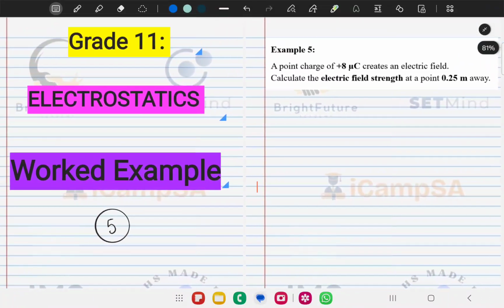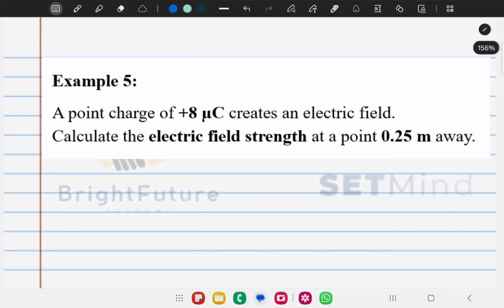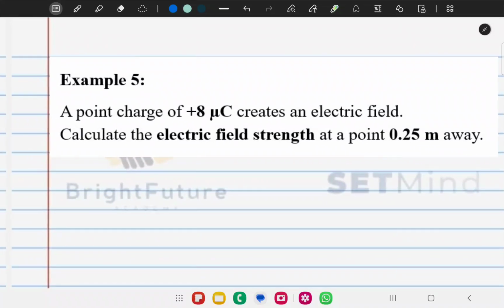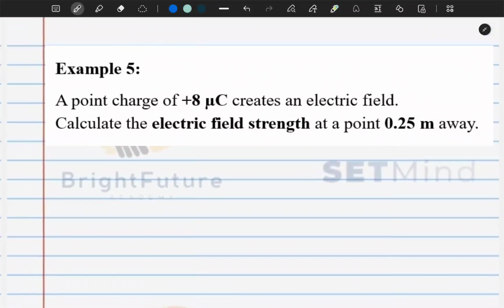So welcome again to another video. In this example, we are still on electric fields, right? This is another example that we'll focus on.